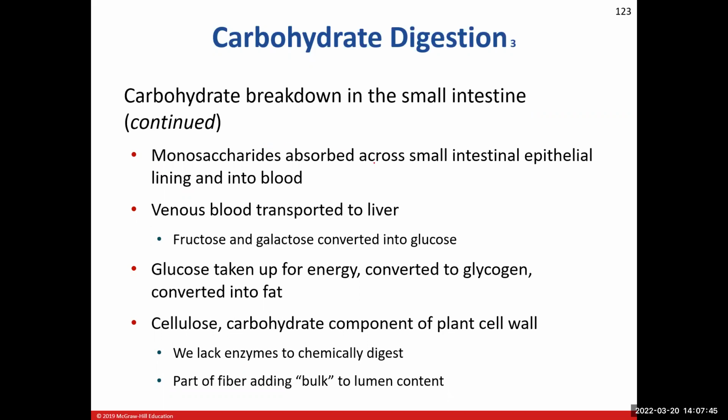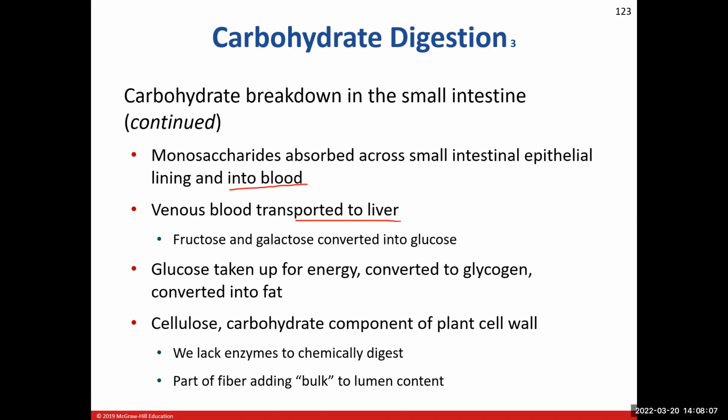So once we've broken down these starches, these oligopeptides, these disaccharides into the monosaccharides, what we're going to do is then simply absorb those monosaccharides across the epithelial tissue that lines the small intestine. And then we're going to just drop all those monosaccharides into our blood. So it goes into our general circulation. Now, pretty much everything is going to wind up here at the liver.